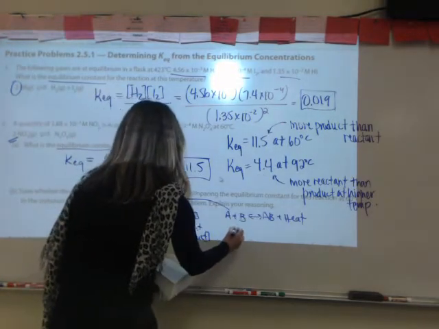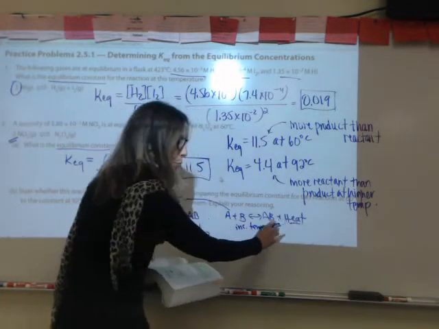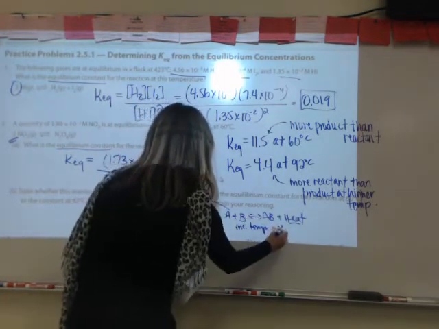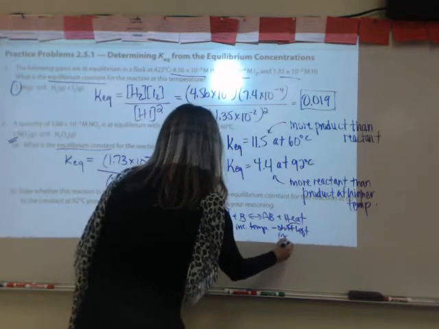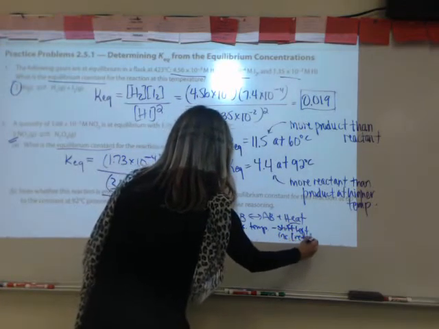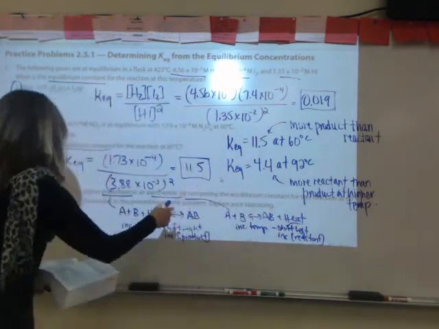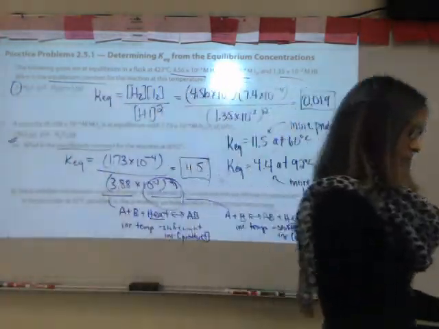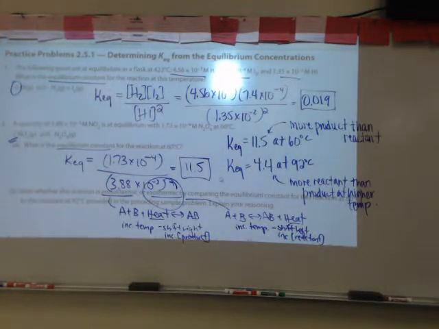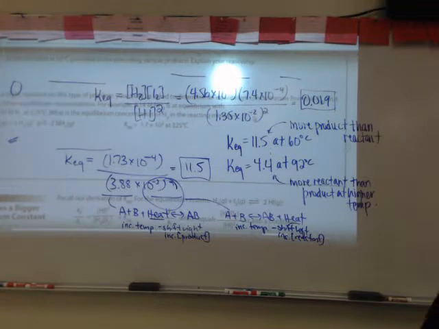Whereas here, if you increase the temperature of an exothermic reaction, I'm increasing product, so I'm going to shift to the left. And when you shift to the left, you're going to increase the reactant concentration, which is what happened here. So that means that this is an exothermic reaction. Let's take a look at number 3.